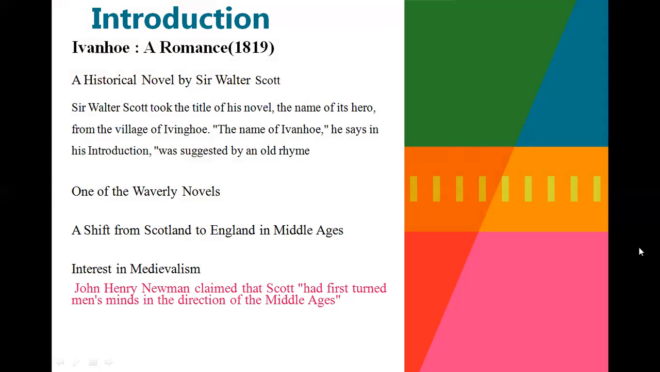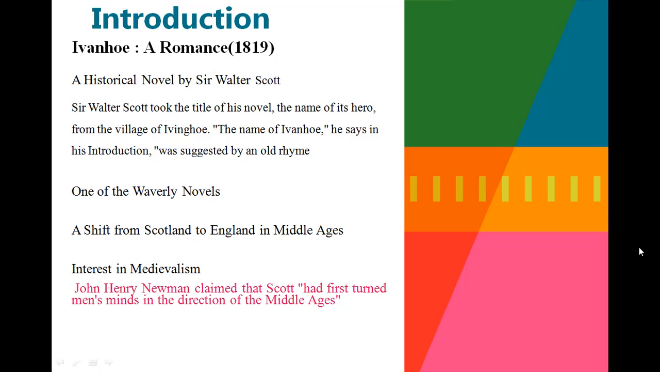Ivanhoe is also a historical novel, a romance. Sometimes it is also called a chivalric romance, which was written in 1819. It is a historical novel by Sir Walter Scott. As we know, the story of a historical novel is set in the past and portrays historical characters and incidents. Here, the story of Ivanhoe is set in 1194, England of the Middle Ages.